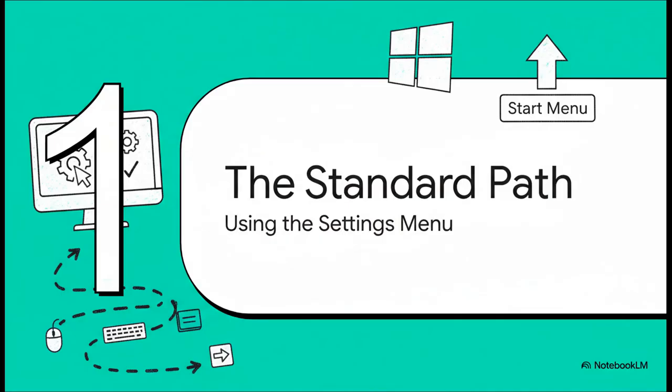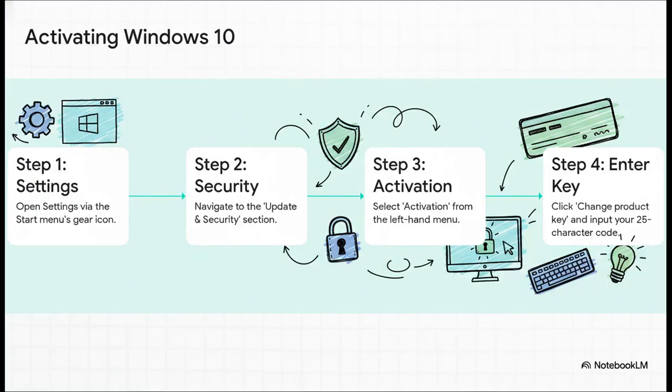All right, let's start with the most common and, honestly, the most direct route. This is the method that's built right into the Windows interface, and for most of you, this is all you're ever going to need. For all you Windows 10 users out there, you're going to start in the Settings menu. From there, head over to Update and Security. And then on the left, you'll see a tab for activation. Click that. Find the option that says Change Product Key. You just pop your code right in there, and Windows handles the rest.